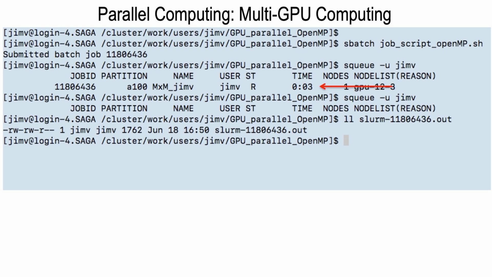Using the sq command, short for show queue, we can see that our job has been executing for 3 seconds. After some time, we use the sq command again and observe that the job has completed. We can use the ll command to check if the Slurm output file for job number 11806436 has been generated. Once we confirm the file's creation, we can view it using the Emacs editor.